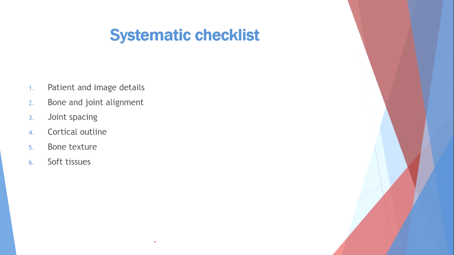When we make a diagnosis of bone fracture, we must go by the schedule. And first of all, we must assess the X-ray of the patient. So, first of all, we must read the patient and image details. We must assess bone and joint alignment, joint spacing, cortical outline, bone texture, and soft tissues.